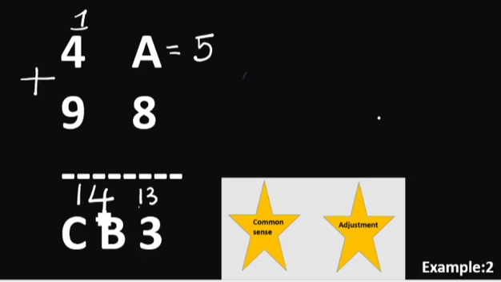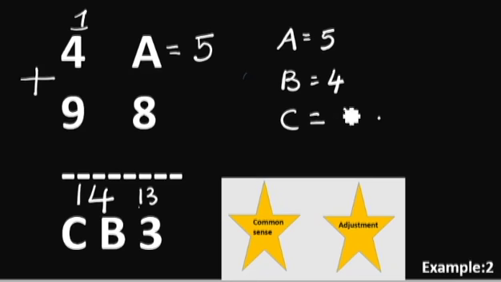It means I have got the value of A as 5, B as 4 and C as 1. These are our values for A, B and C.